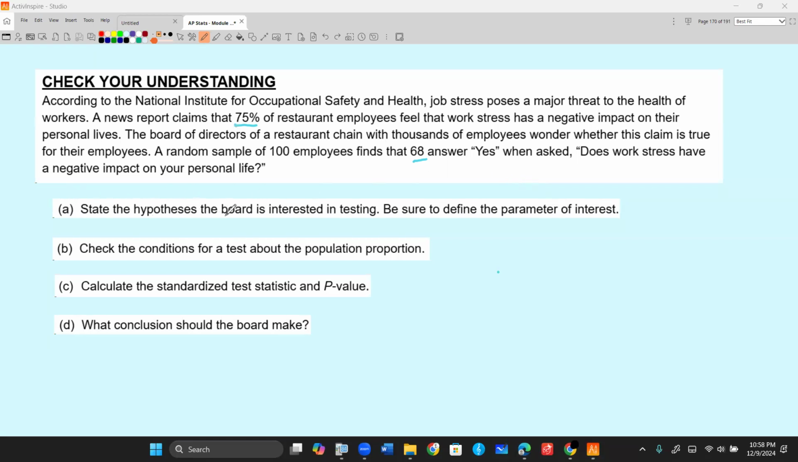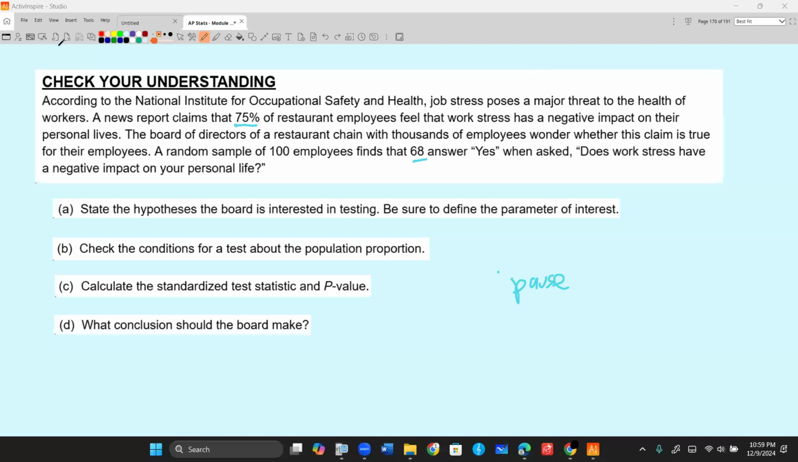Part A. State the hypotheses the board is interested in testing. Be sure to define the parameter of interest. Part B. Check the conditions for a test about the population proportion. Part C. Calculate the standardized test statistic and the p-value. Part D. What conclusions should the board make? I'll leave you to pause this and try this on your own.